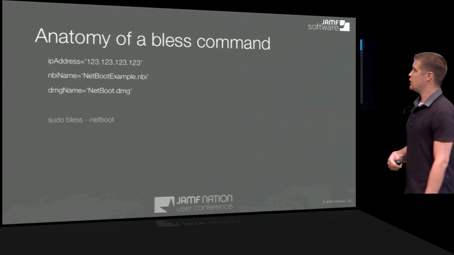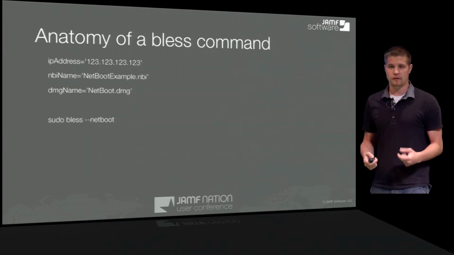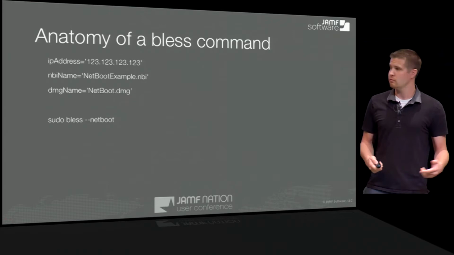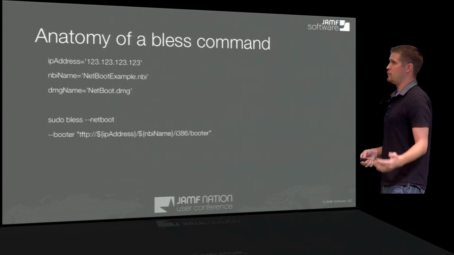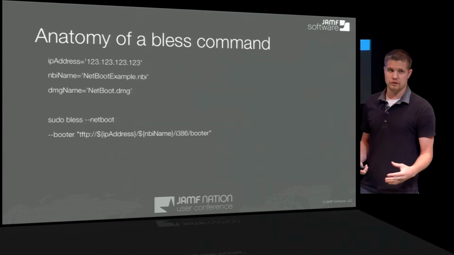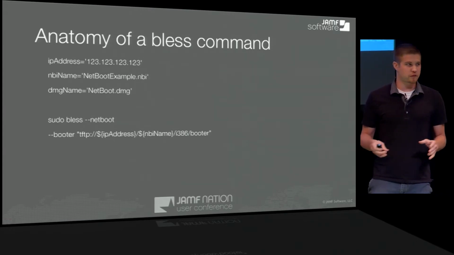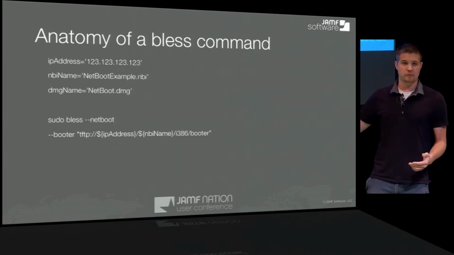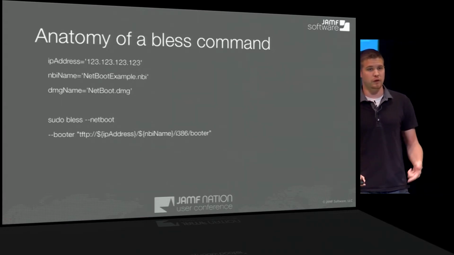So we've got sudo bless, and then two dashes netboot. That's telling the bless command, hey, we want to netboot. Then we're going to specify the booter file. So we'll do tftp, the IP address, the NBI name, i386 booter. That's the default location for where that booter file is going to be. If we're just doing simple diagnostics like that Apple Service Toolkit, that's all you're really going to need to specify: the IP address and where that booter file is. And you'll be able to specify that through Self Service or any other way that you want to have these users run it.